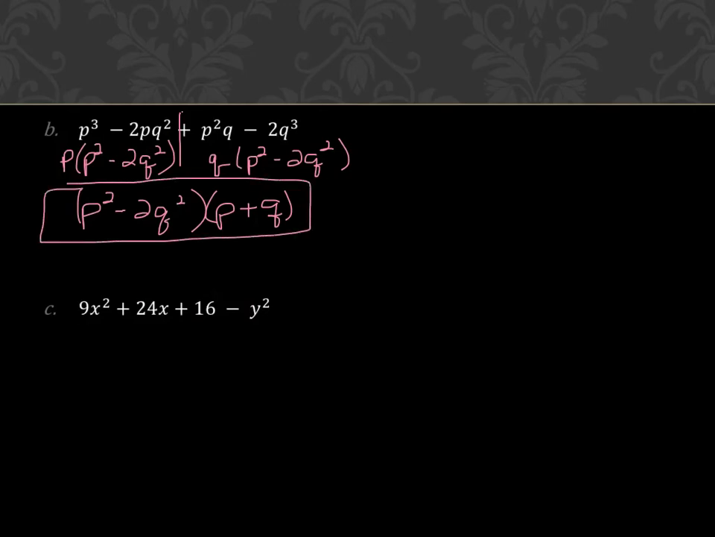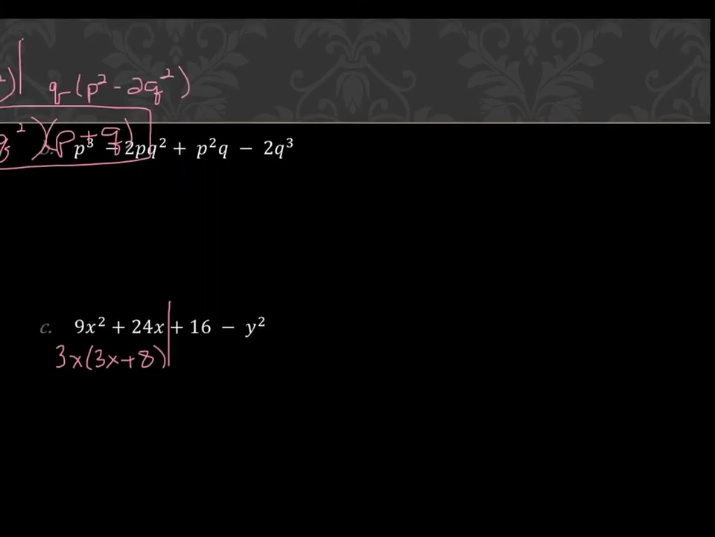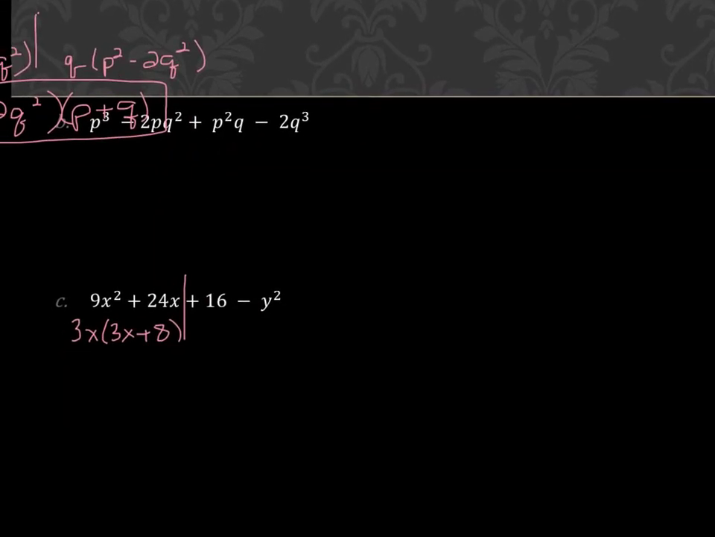And this cannot be factored further because of the 2, because 2 is not a perfect square. But if it was p squared minus q squared, or p squared minus 4q squared, you would have had to go one more step further. Okay, and 16 minus y squared is a difference of squares. So I can write that as 4 plus y, 4 minus y.